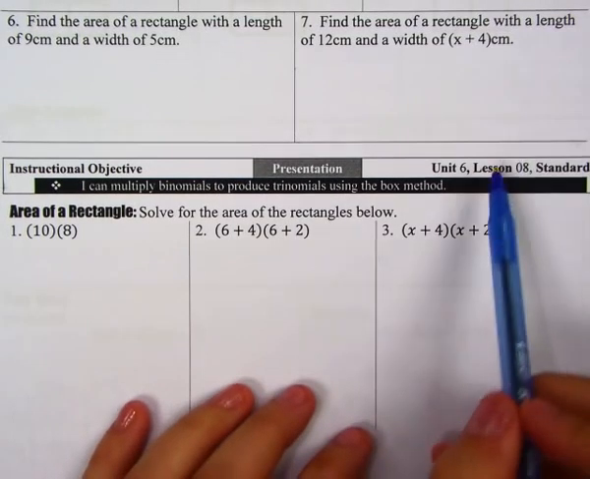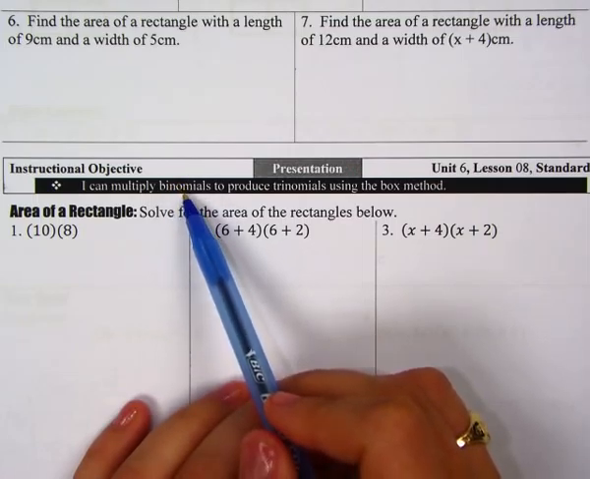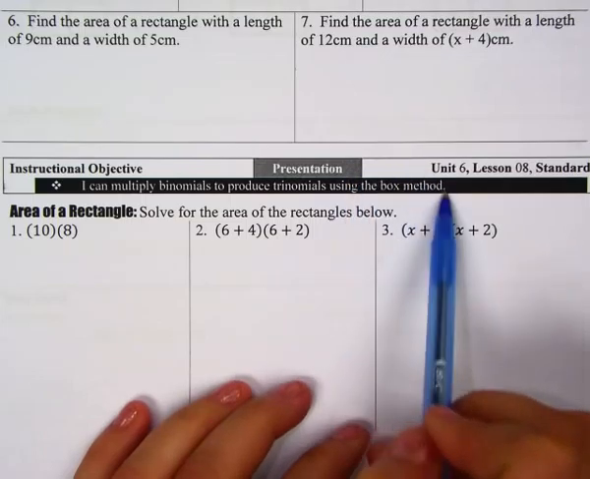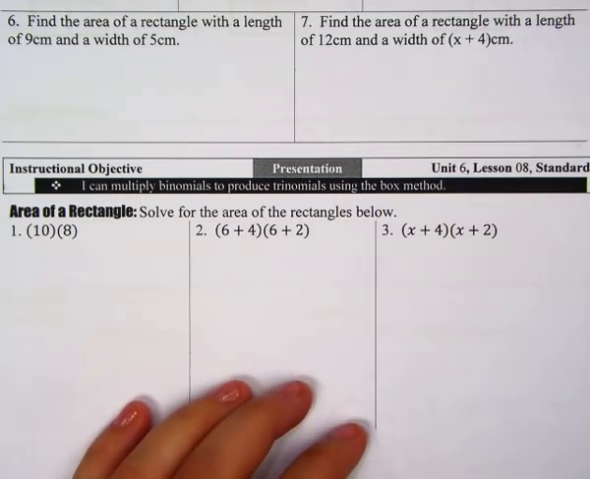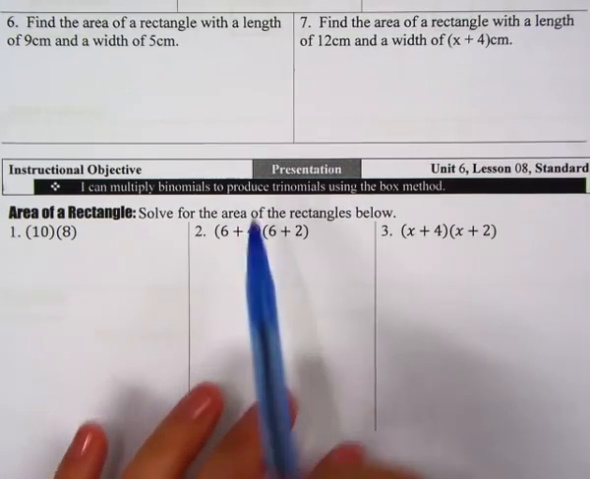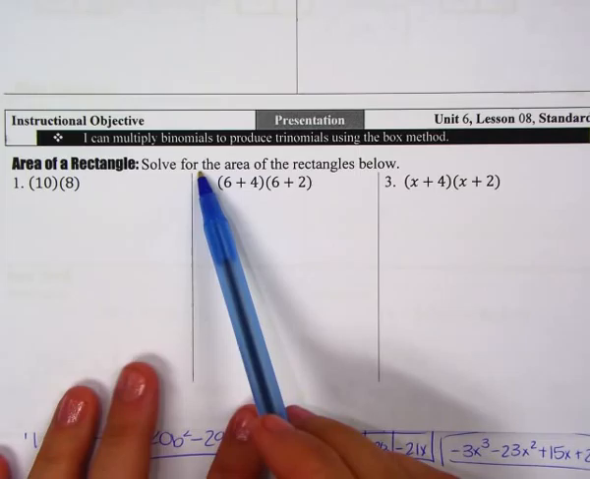Okay, this is lesson 6.8, where we will be multiplying a binomial to produce trinomials using the box method. So continuing with what we did last week, where we distributed using the box. First let's review what we mean by the area of a rectangle.